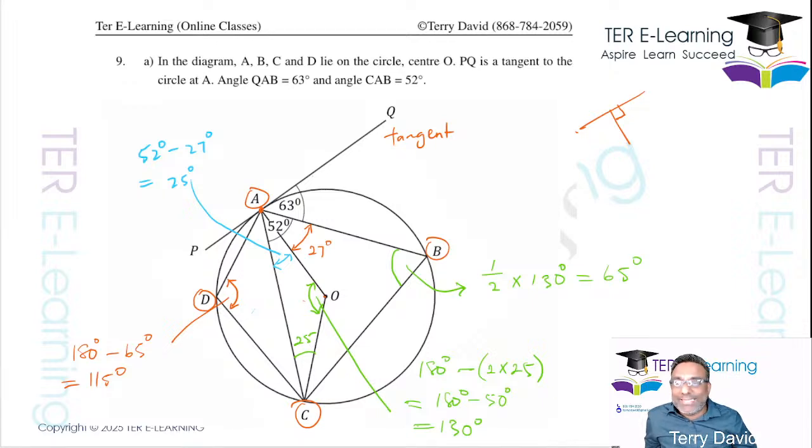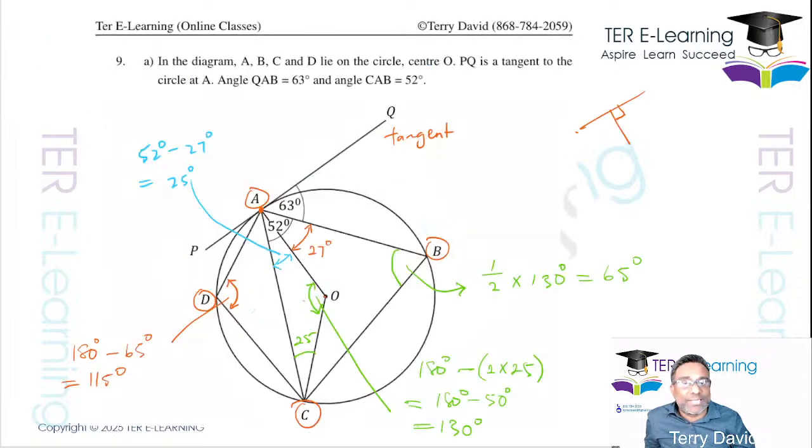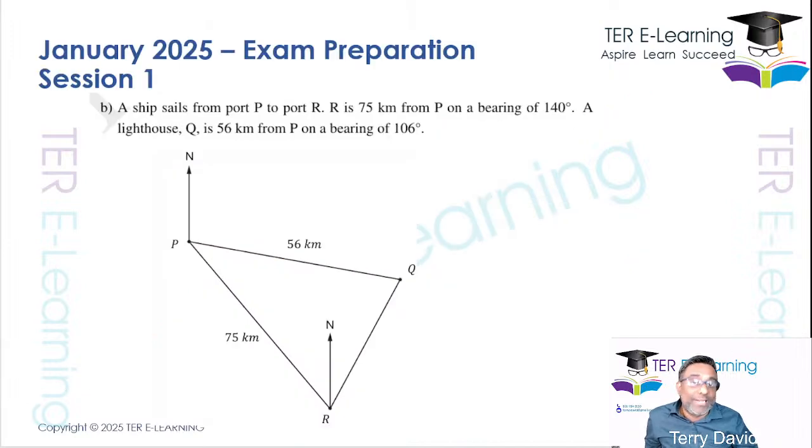All right, so that takes care of, so this is 115, right? So that takes care of all the angles for this question here. Usually in question 9, we have circle geometry first, and the next question is usually on either, well, in this one here, I have bearings.